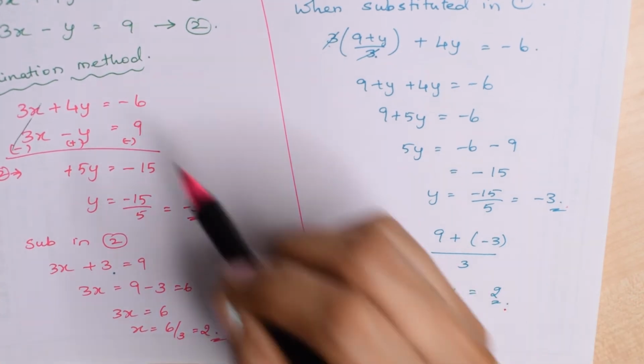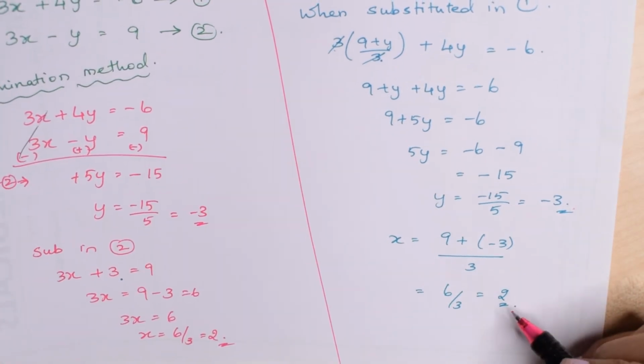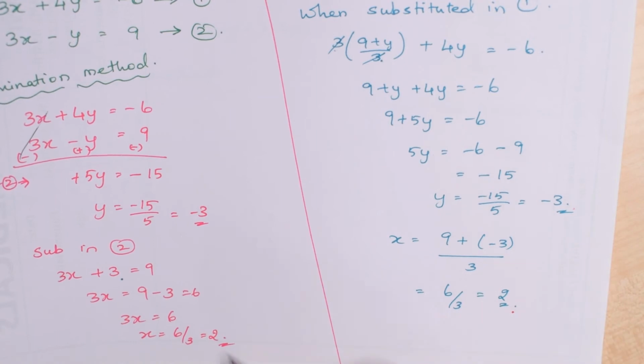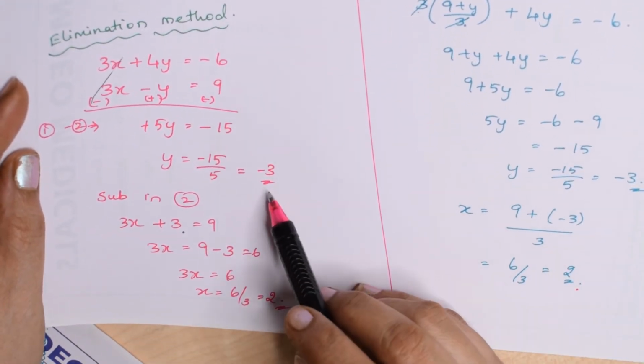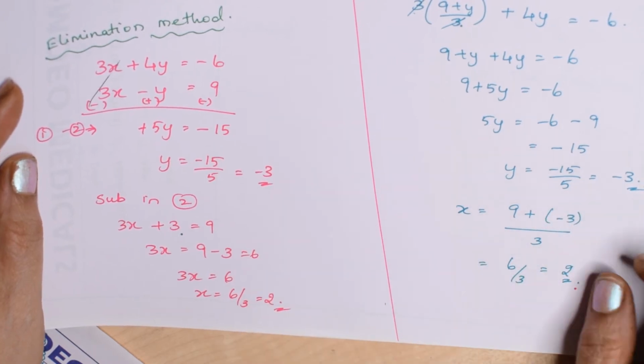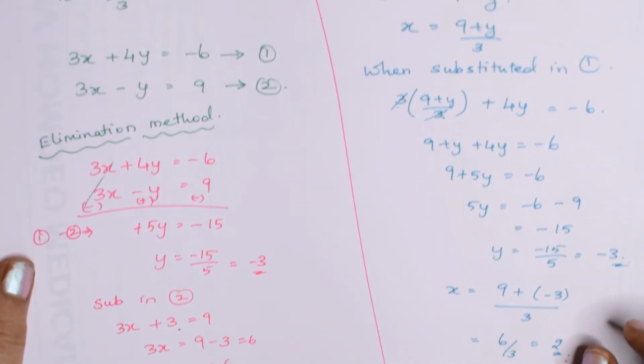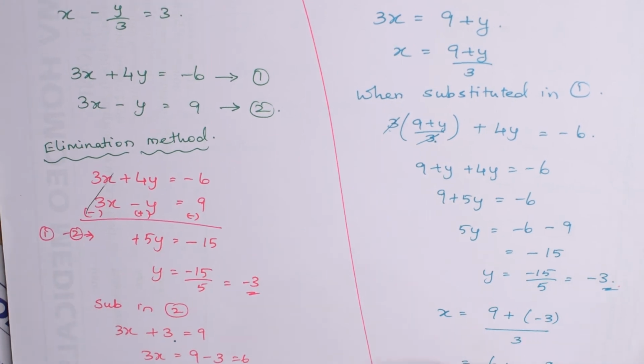I can use it in the equation also, I will get the same value. And when I cross check, x is equal to 2 here, and y is equal to minus 3. So whatever we have done, we have got the same answer in both the methods. What we have done is right.